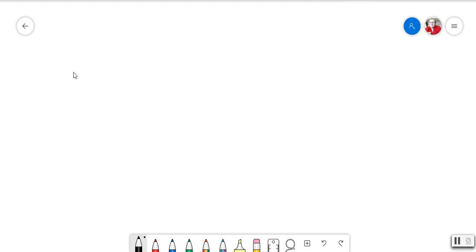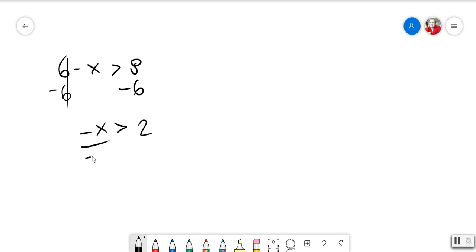Suppose I had 6 minus x is greater than 8. I would subtract 6 from each side. That would leave negative x. 8 minus 6 is 2. I never want to leave my x negative, so I'm going to divide both sides by a negative, because unlike signs cancel. So I get x on the left and negative 2 on the right. This is very important. Whenever you divide or multiply by a negative, you flip the direction of the sign. So that's what it becomes. Not x is greater than negative 2, but x is less than negative 2.